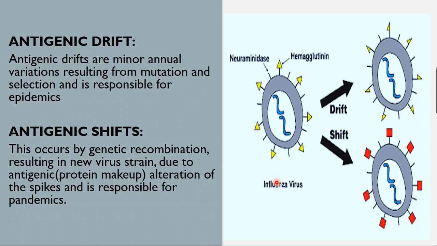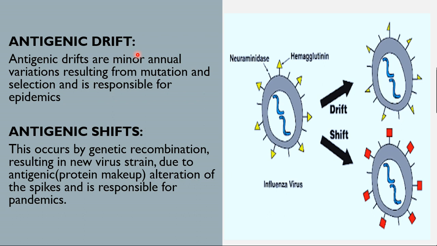Then moving to a few terms which are very important, that is antigenic drift and antigenic shift. The reason why the virus is able to cause epidemics and pandemics is its ability to undergo what we call antigenic variations. That means often it is going to change its antigenic nature. So those are called antigenic variations. So there comes the antigenic drift and antigenic shift.